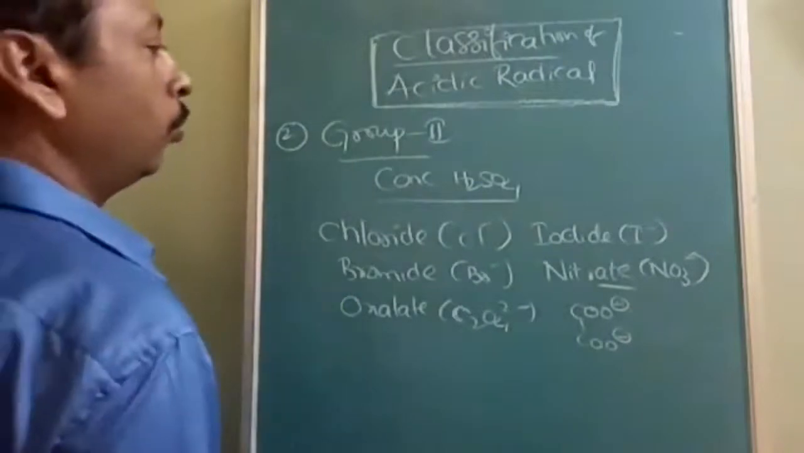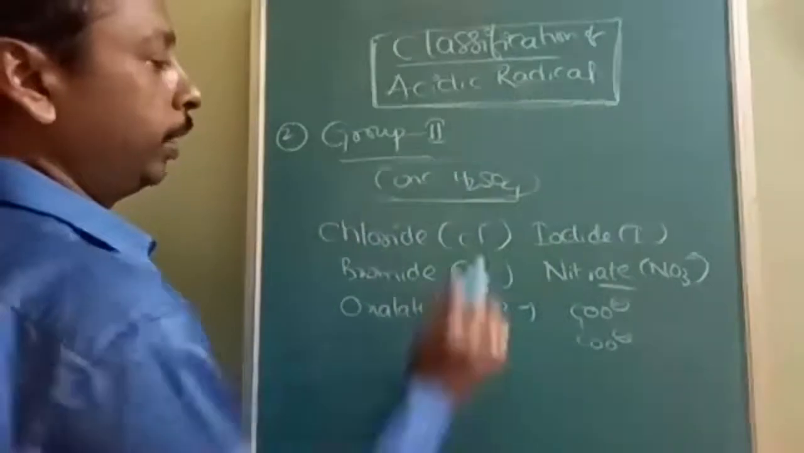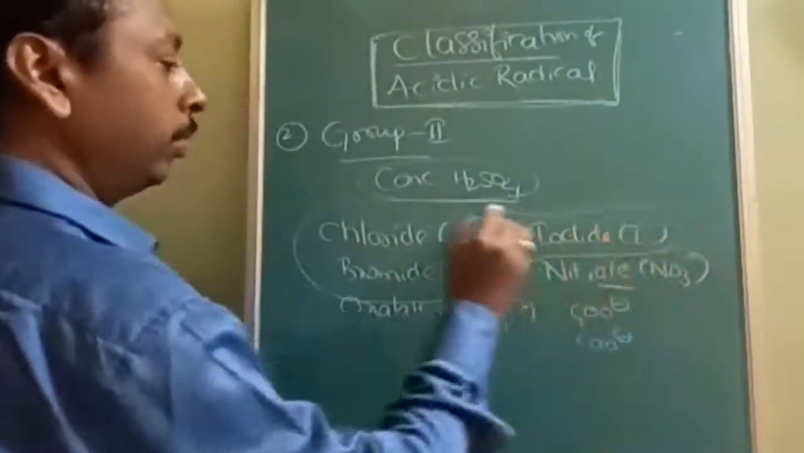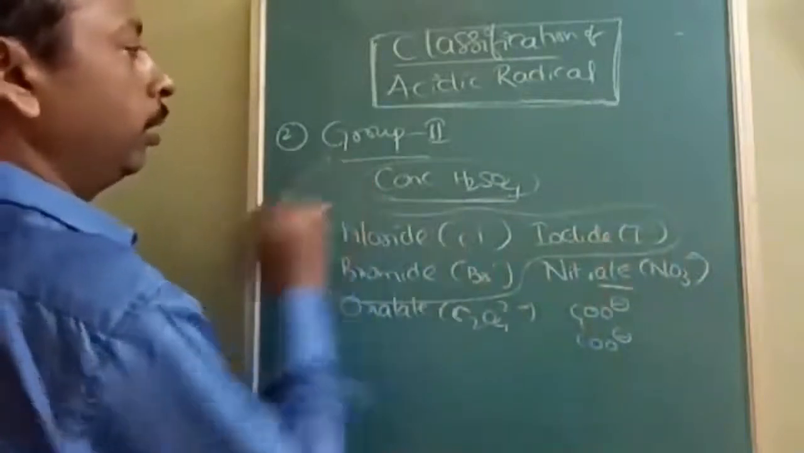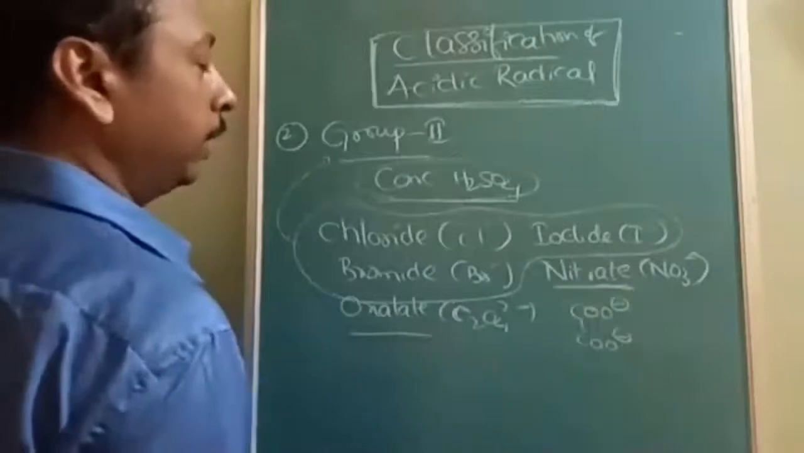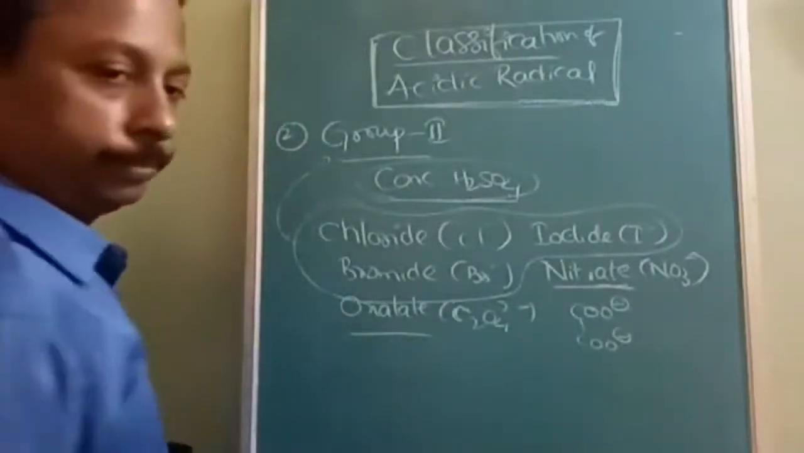Group 2 uses concentrated sulfuric acid as a group reagent, and basically you should remember halogens belong to group 2. Other than that, nitrate and oxalate also belong to group 2. Okay, note down.